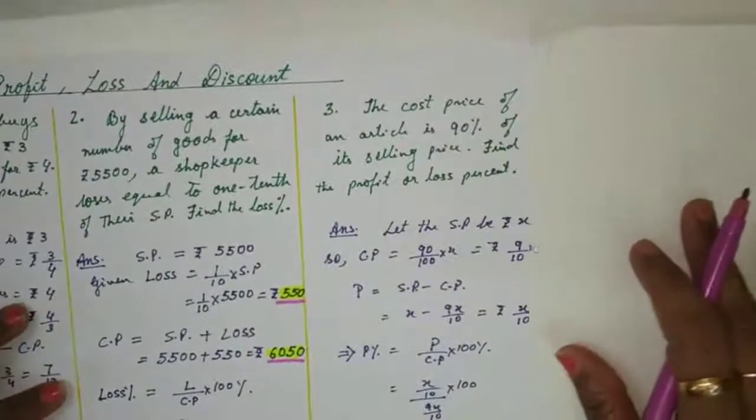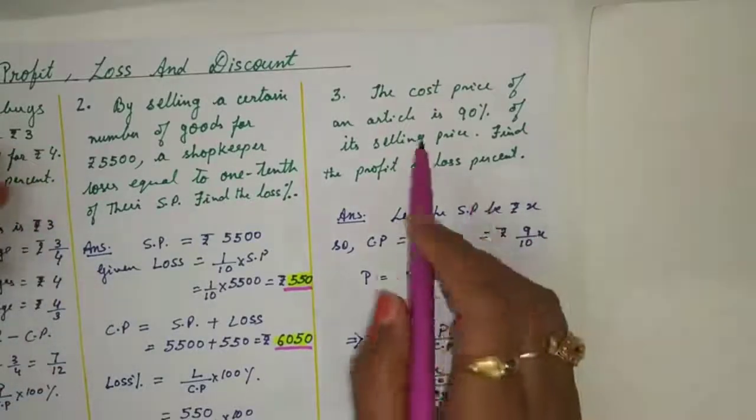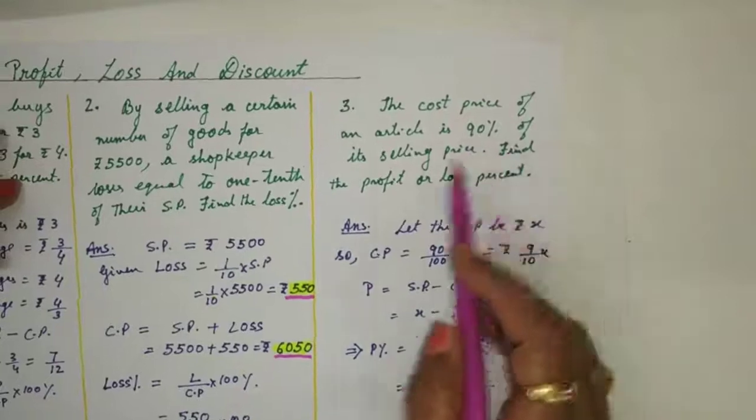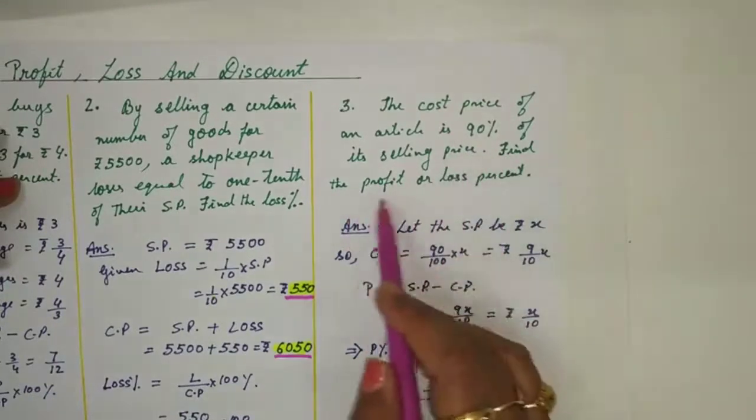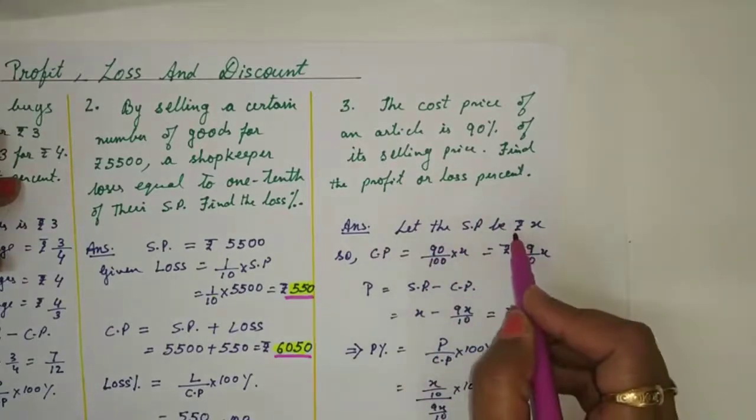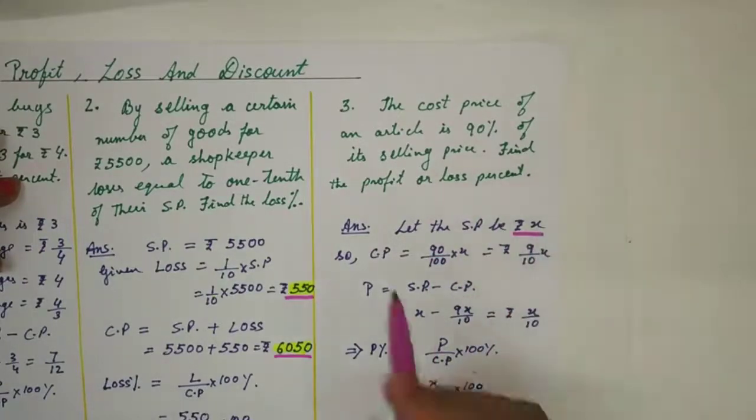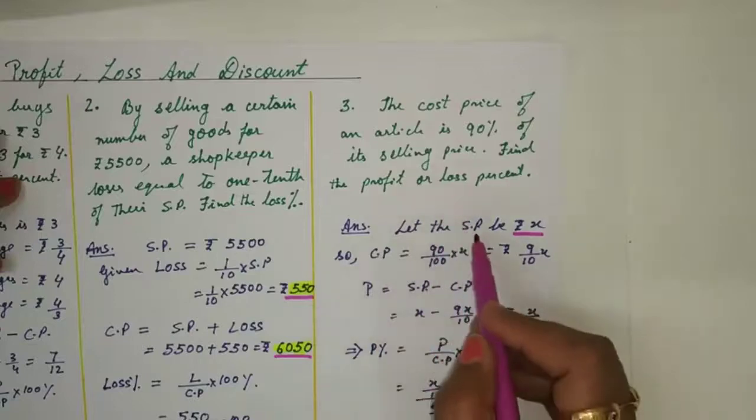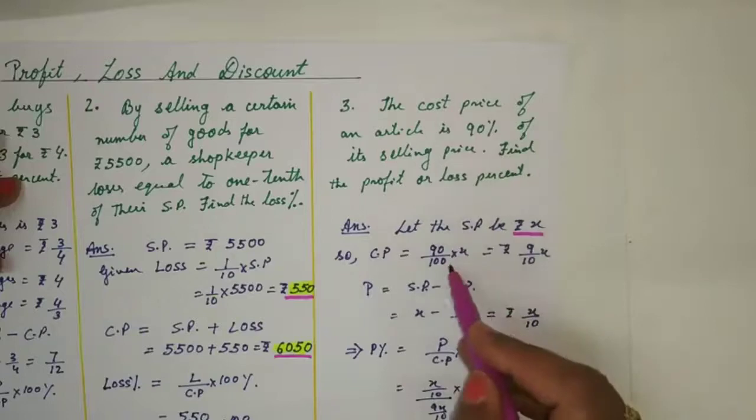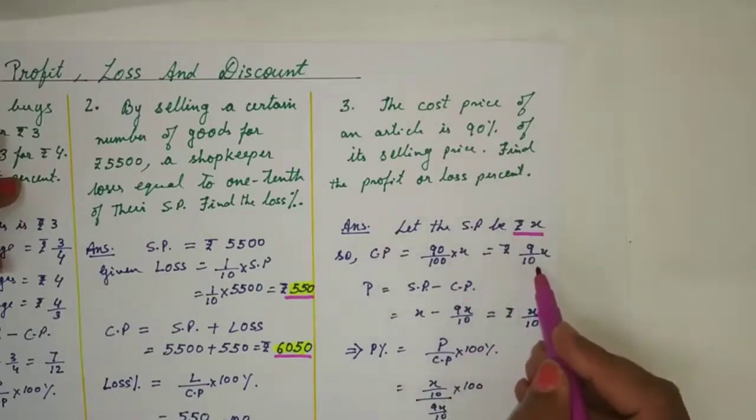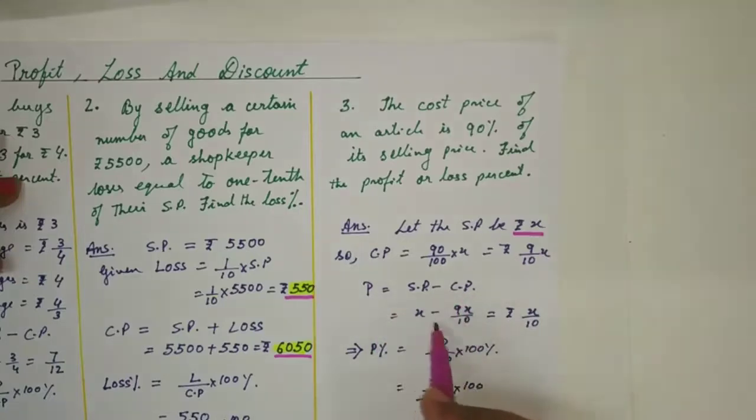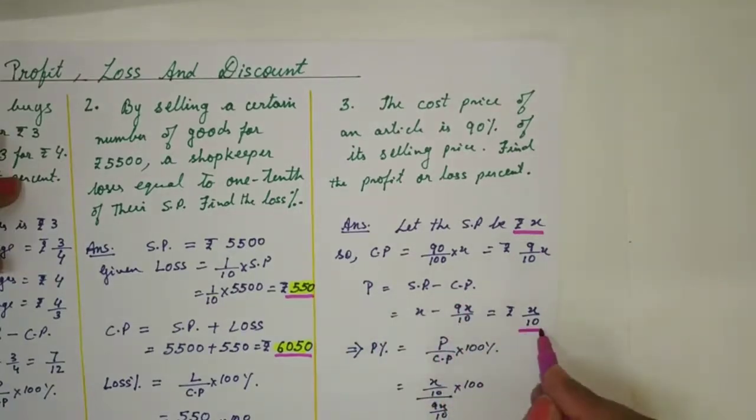The next question. And the question reads, the cost price of an article is 90% of its selling price. Find the profit or the loss percent. Again, we assume, let the SP be rupees X. So the CP is 90% of its SP, that is 90 by 100 into X, that is 9 by 10X. We know the formula: profit is SP minus CP. We substitute and we get it as X by 10.